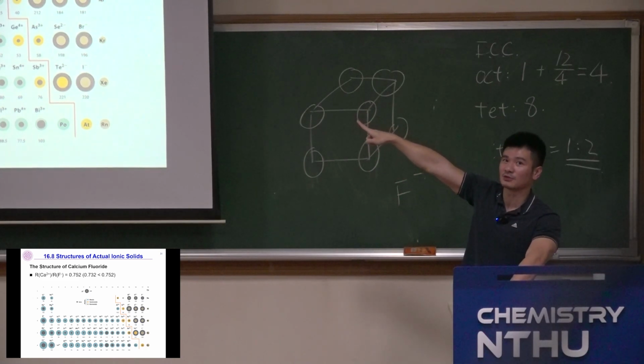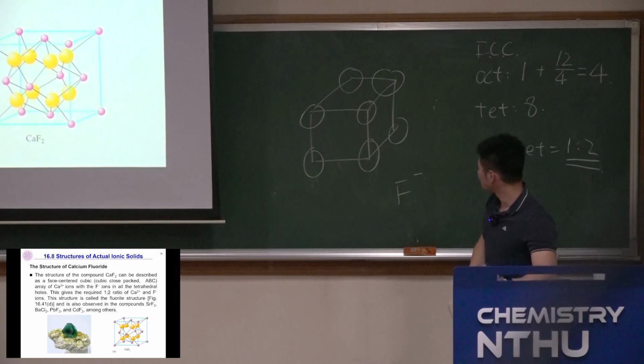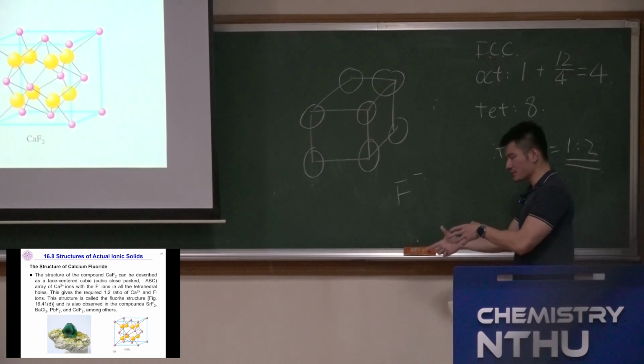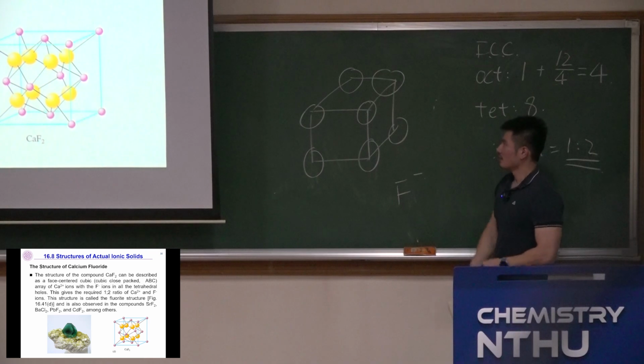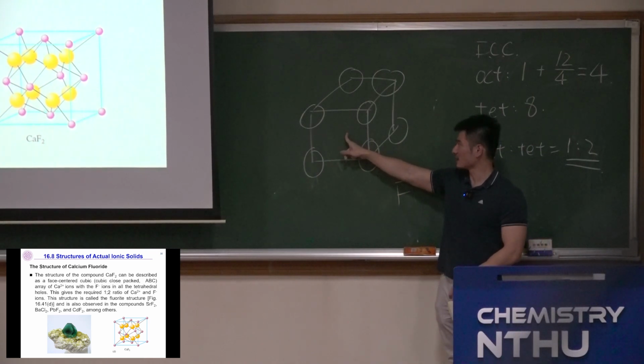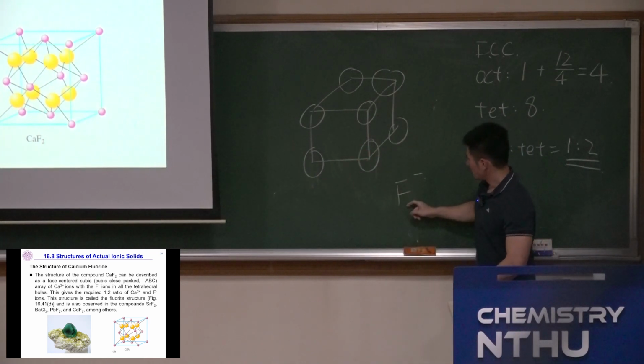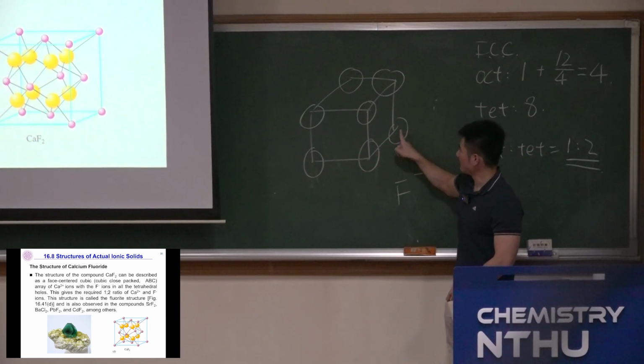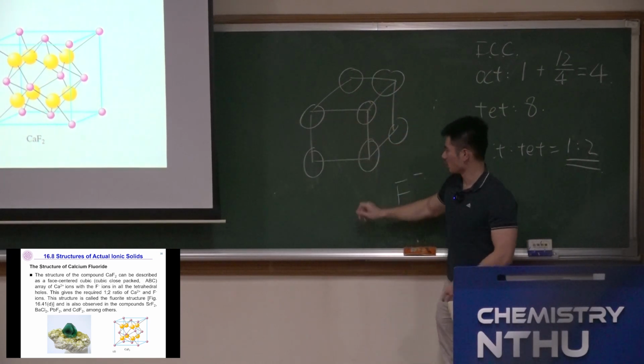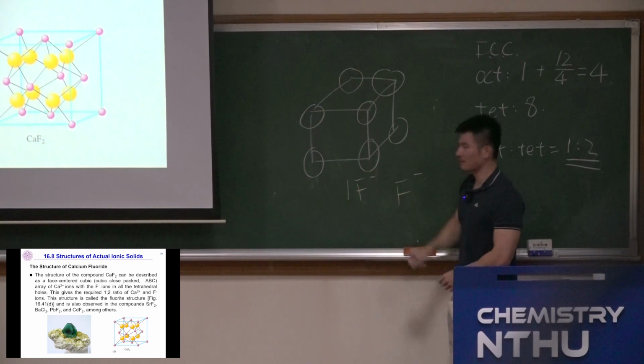Calcium will never fit into octahedral holes. The octahedral hole is too big. So fluoride rearranges itself into a cube. And we have a cubic hole here, right inside the cube. But remember, the effective number of atoms for a simple cubic is 1. So that means in here we have 1 fluoride.